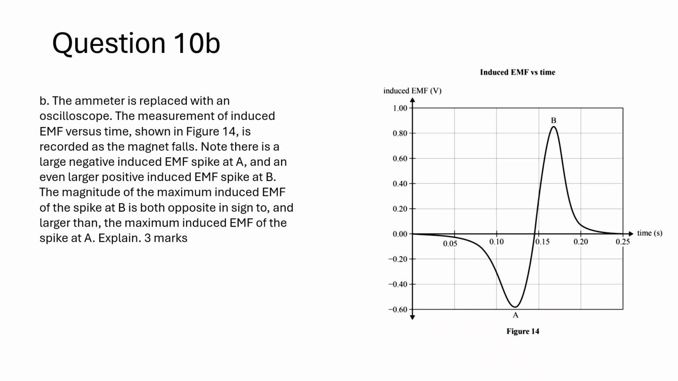The ammeter is replaced with an oscilloscope. The measurement of induced EMF versus time, shown in Figure 14, is recorded as the magnet falls. Note there is a large negative induced EMF spike at A, and an even larger positive induced EMF spike at B. The magnitude of the maximum induced EMF of the spike at B is both opposite in sign to, and larger than, the maximum induced EMF of the spike at A. Explain. 3 marks.